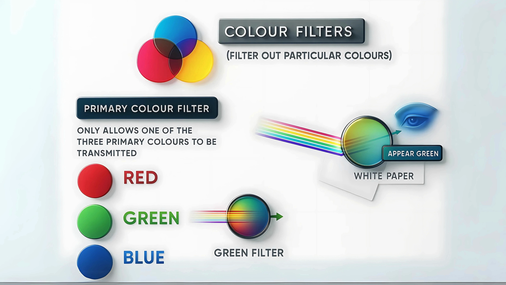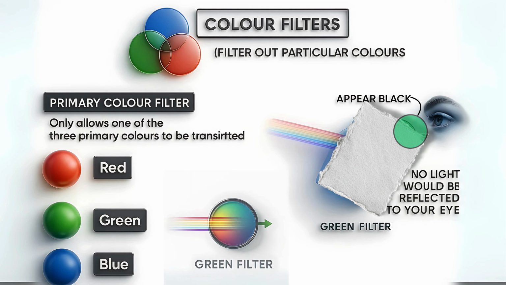So if you look at a white piece of paper through a green filter, it would appear green because only green light is being reflected and reaching your eyes. Conversely, if you look at a blue object through that same green filter, the object will appear black because the blue light is absorbed by the filter and does not reach your eye.